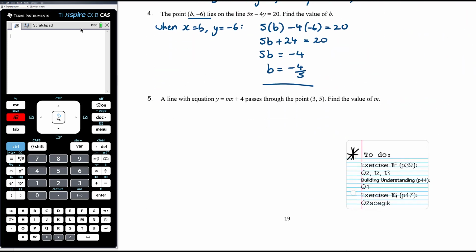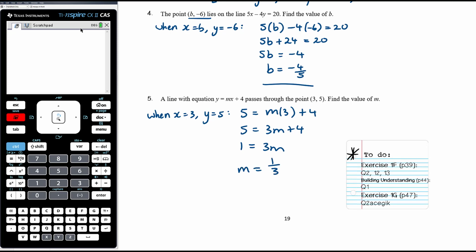Okay, question 5. A line with equation y equals mx plus 4 passes through the point 3, negative 5. Find the value of m. Okay, so again, we know this time that it does go through this point. So we know for this equation, when x is equal to 3, y is definitely equal to negative 5. Put that information into our equation. Negative 5 is equal to 3 times m, m times 3, but it's the same thing, plus 4. So negative 5 equals 3m plus 4. Taking away 4, negative 9 equals 3m, and so therefore m is negative 3. The gradient is negative 3.